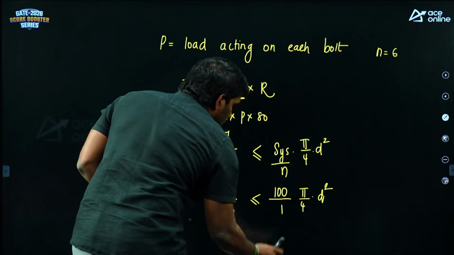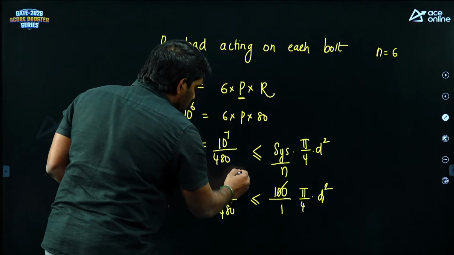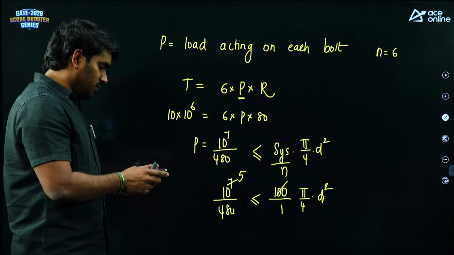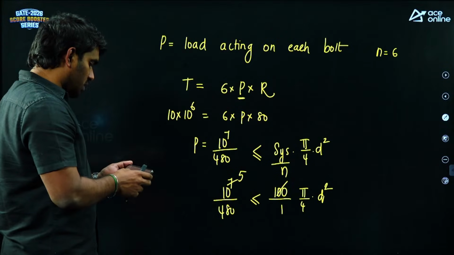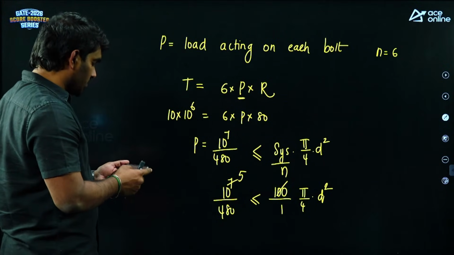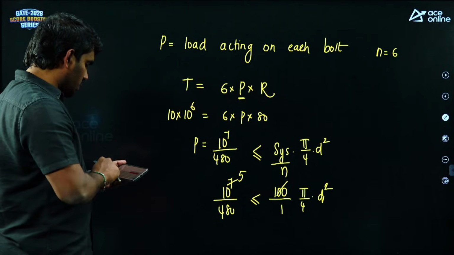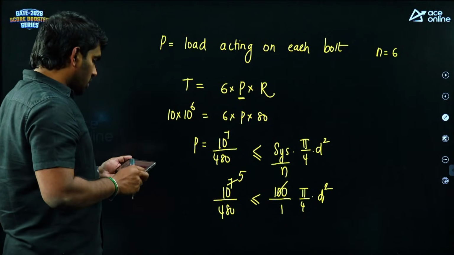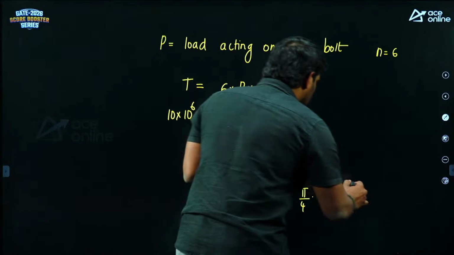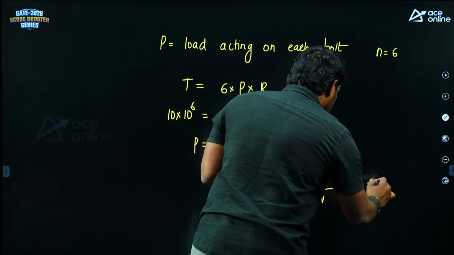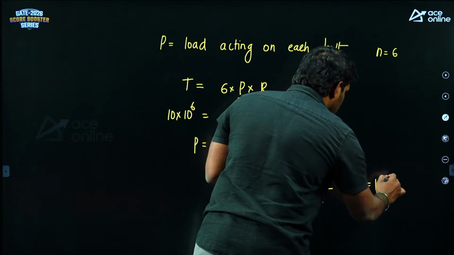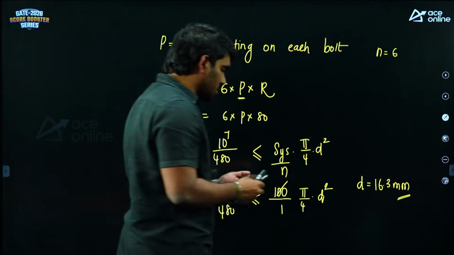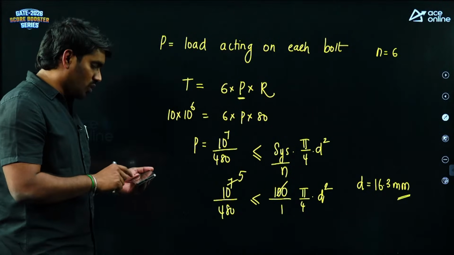On both the sides, what cancels out? 100, and here this is 10 power 5. Okay, 10 power 5 divided by 480 into 4 divided by pi. This is the value of d square. The value of d comes out here as somewhere around 16.3 mm. Okay, somewhere around 16.3 mm is what we are trying to get.